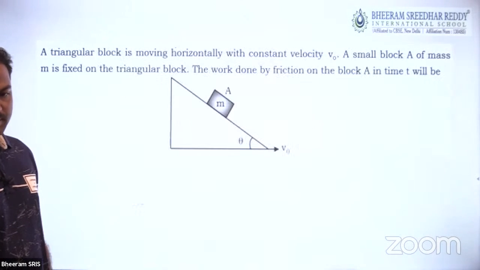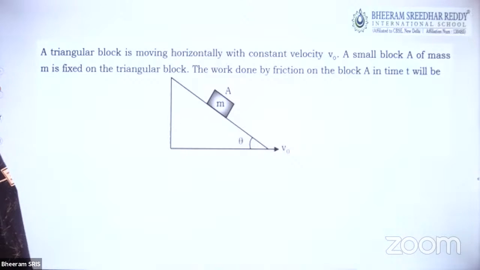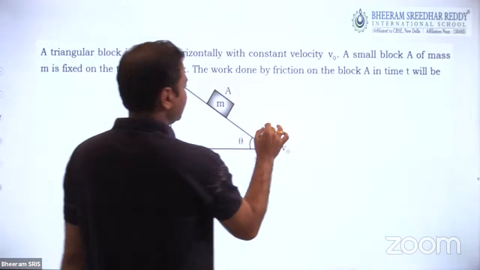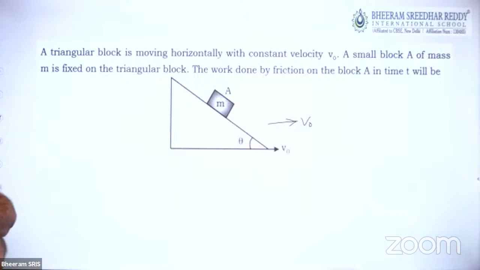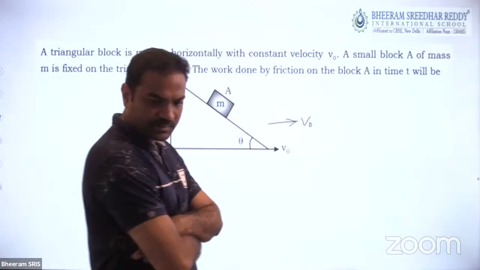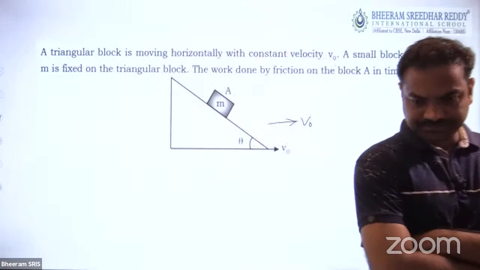Completed? Very good. This is the next question. A triangle block is moving horizontally with constant velocity V naught. It's moving with constant velocity V naught. A small block A of mass M is fixed on the triangle block. Then the work done by friction on block A in time t will be. Think about it carefully and solve.